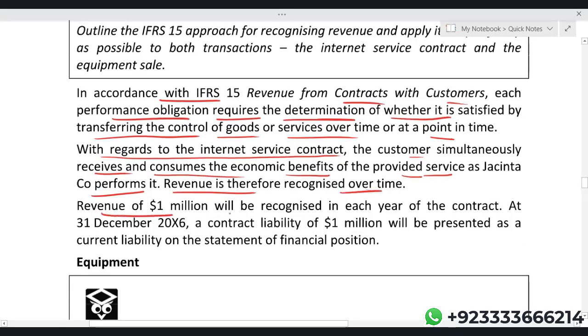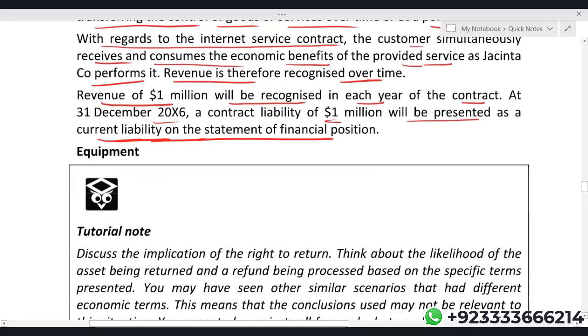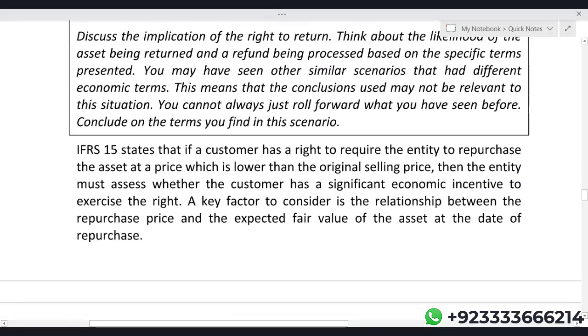Revenue of $1 million will be recognized in each year of the contract, and in X6, 1 million will be recognized, fine. And 1 million will be presented as a contract current liability on the statement of financial position because you have received in advance. You have received initially 2 million in advance, 1 million is recognized as revenue on December X6, and the remaining 1 million is your liability. Now equipment.